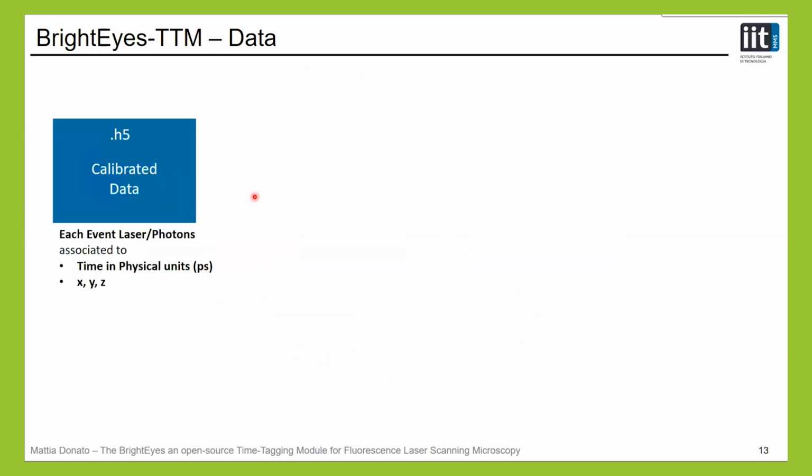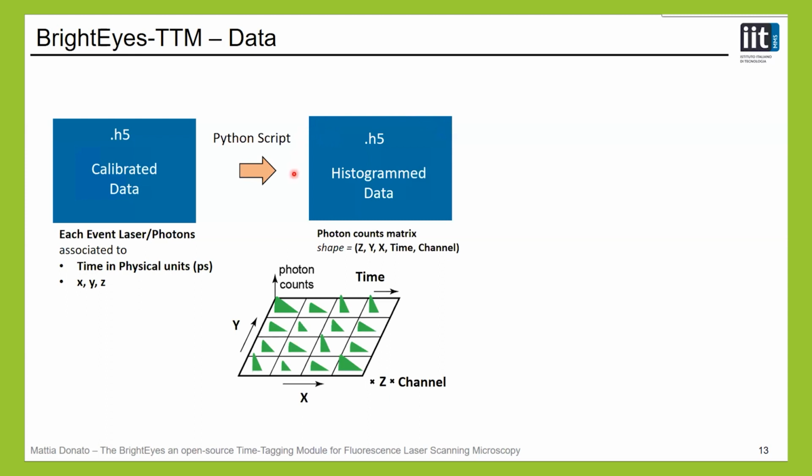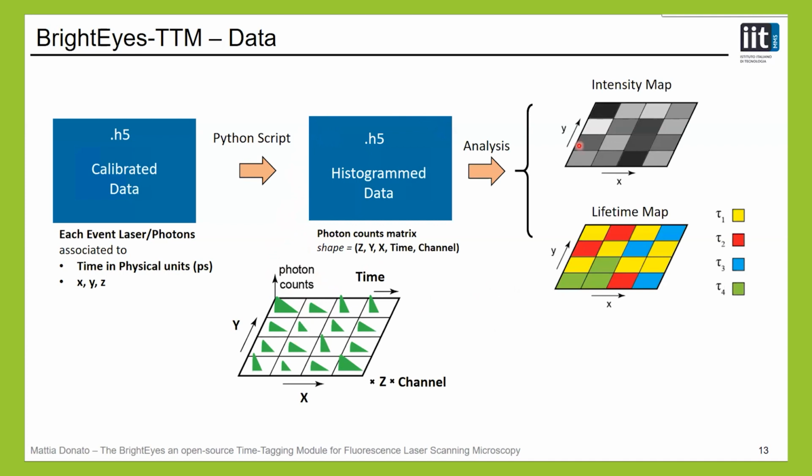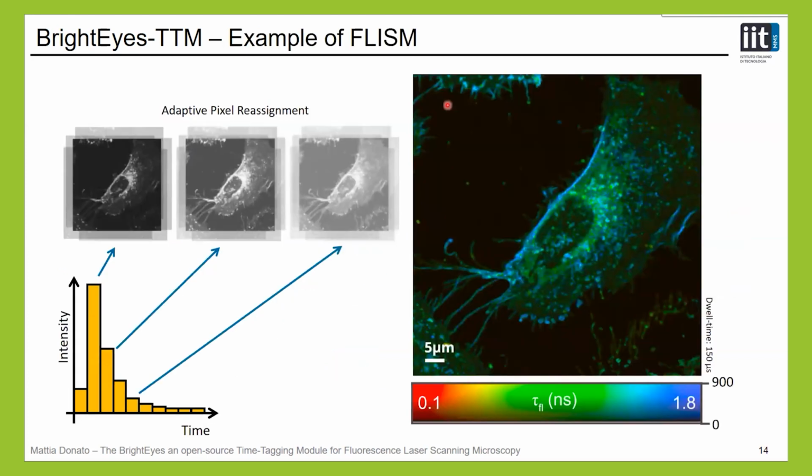Once you have the calibrated data, you can do what you like with this data structure. In this example, you can histogram the data along the time of arrival axis. So you can build a matrix in which each single pixel has the histogram of the arrival time. Once you have the histogram of the arrival time, you can perform your preferred techniques, for example, phasor analysis or a fit. You can extract the lifetime map. And of course, you also have the intensity map. Then finally, you can merge everything together.